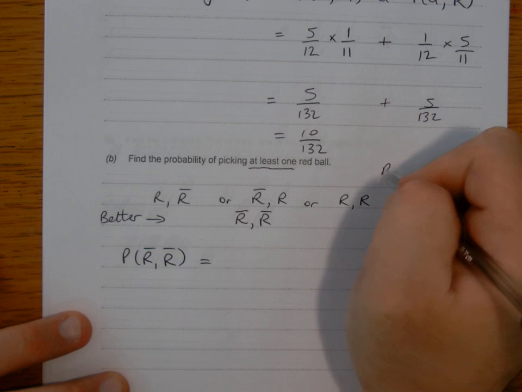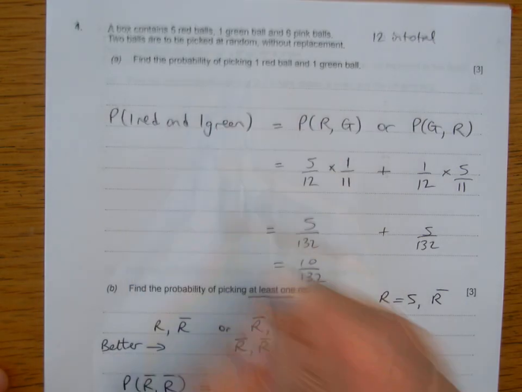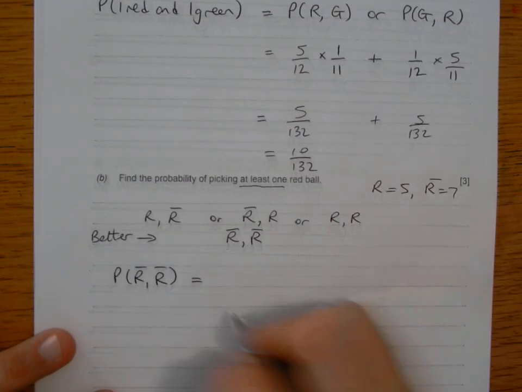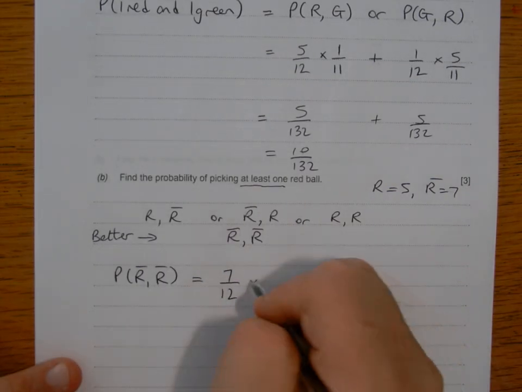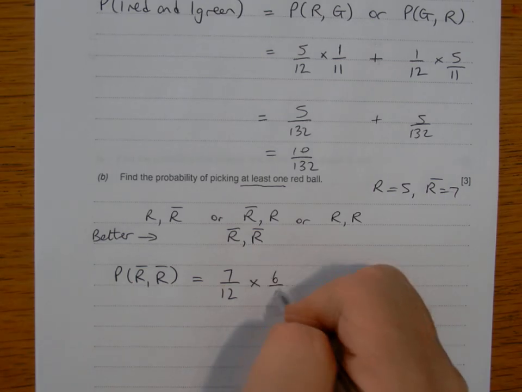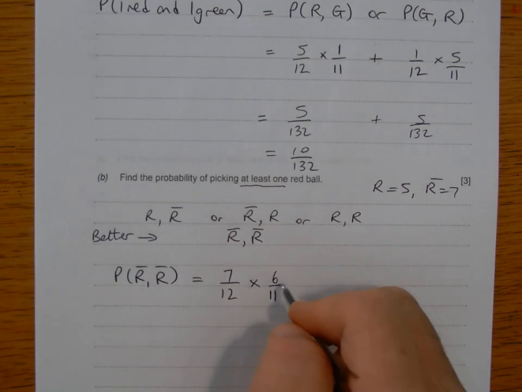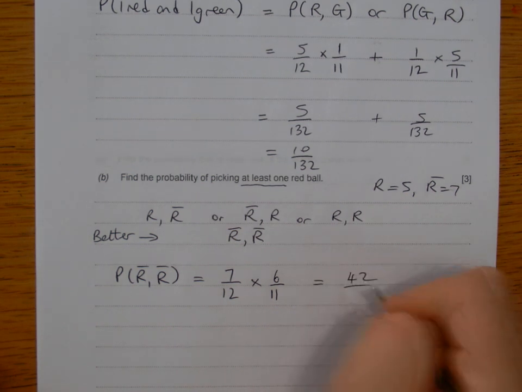Well, we know there are 5 reds. And then not red will be the green and the pink basically, so that'll be 7. So we've got 7 chances out of 12 of not red, times then not red for the second one. Well, we'll have 6 chances out of 11, because we've got 1 less of green and pink, and of course there's 1 less in the box. So we can work that out, and that becomes 42 over 132.